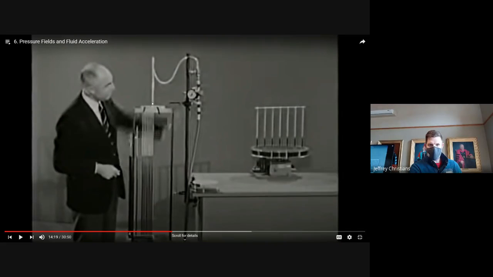Okay, so he's blowing out of this tube. The rightmost manometer is measuring the pressure at the center. And then as you go from right to left, it's going from the center to the outer edge. So what is the pressure going to do from the center to the outer edge?